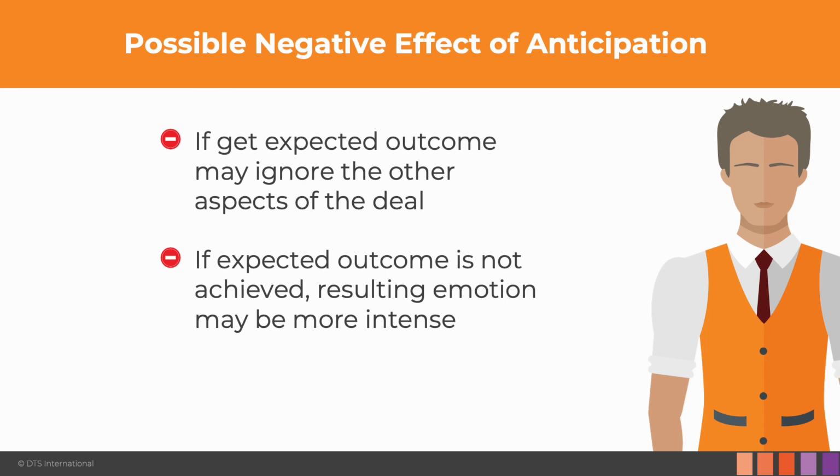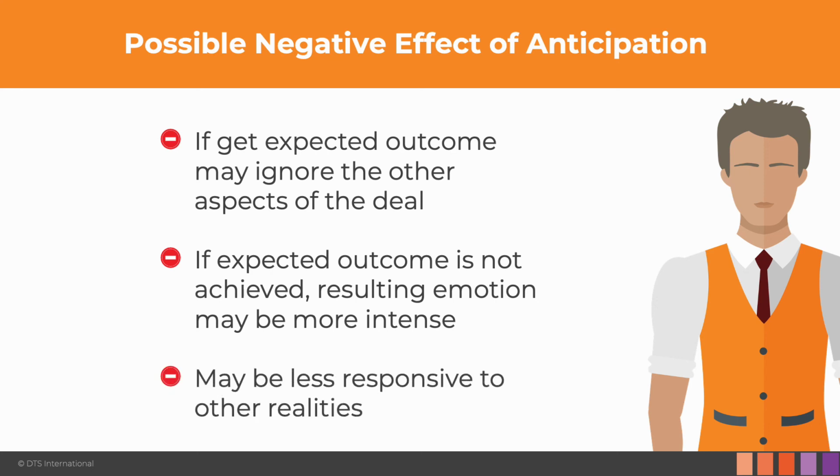In addition, if the expected outcome is not achieved, then what happens is the emotions may become more intense. It becomes harder to control all the other emotions. And finally, we can be less responsive to other realities. When you get really excited, when you're really invested in that outcome and then you don't get it, we can have an all or nothing approach. If I can't have the red Ferrari, I'm going to have none at all. If I can't make $1 million out of this business, well, I'm not going to stick around to make $800,000. And we can become less responsive to other options.